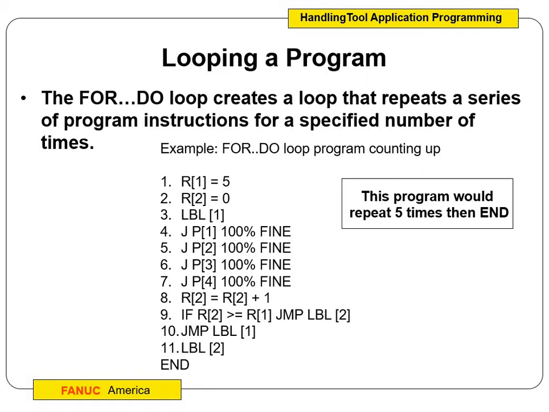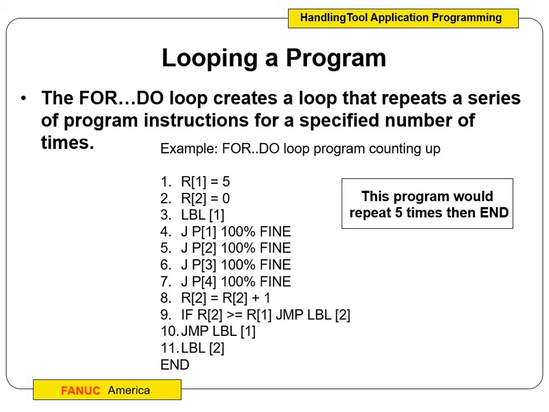On line 9, if register 2 is greater than or equal to register 1, then we will jump to label 2. Jump to label 2 means we're going to exit out the program and be done. But if register 2 is less than or equal to register 1, we're going to go to line 10 and jump to label 1, and we're going to do the box program again.